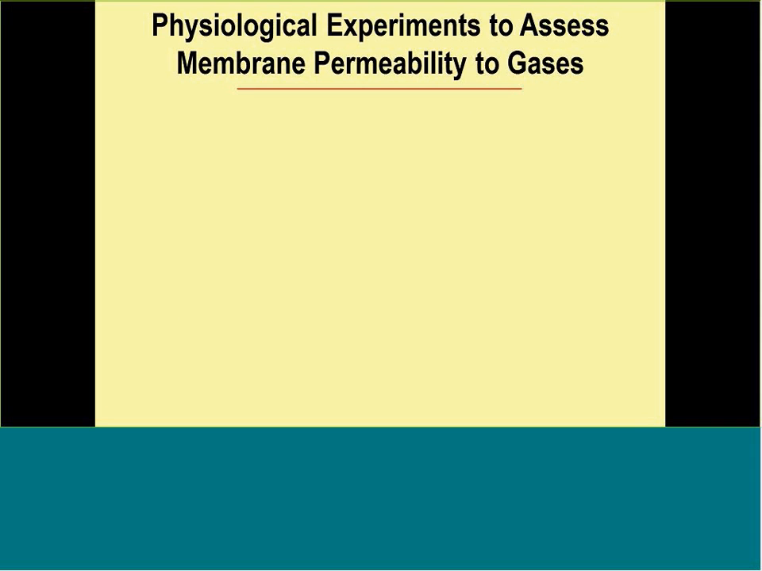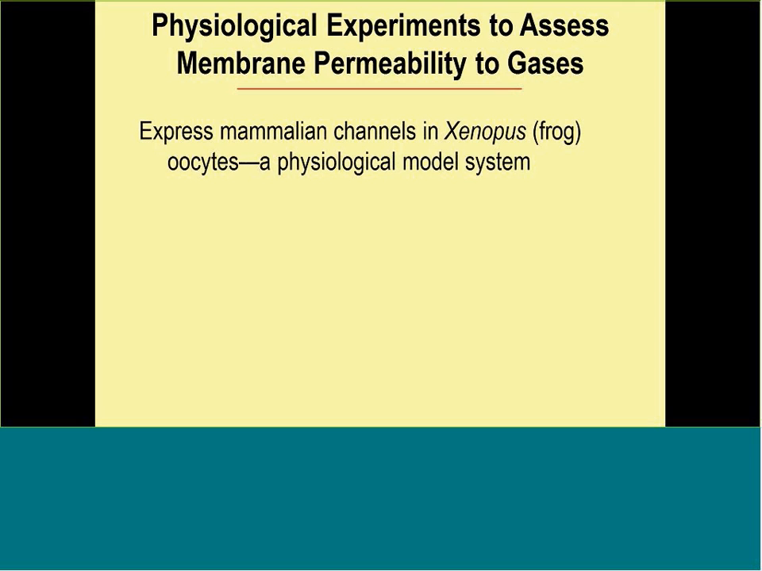Since the project is heavily based on physiological experiments, what are the physiological experiments that we are trying to model and through which we are trying to get our information on gas permeability through the plasma membrane? Our experimental model system is the Xenopus frog oocyte, a spherical cell, which is a very good model system to study physiologically how membrane channels and transporters behave when expressed in this system.